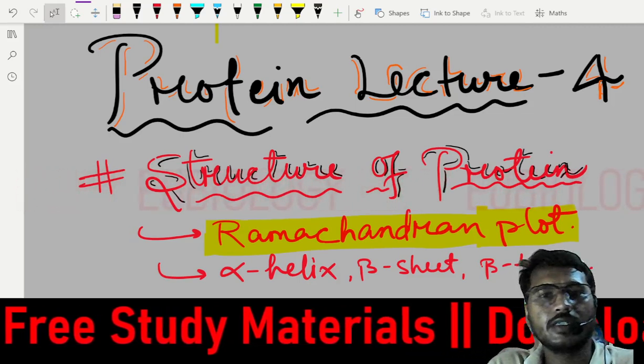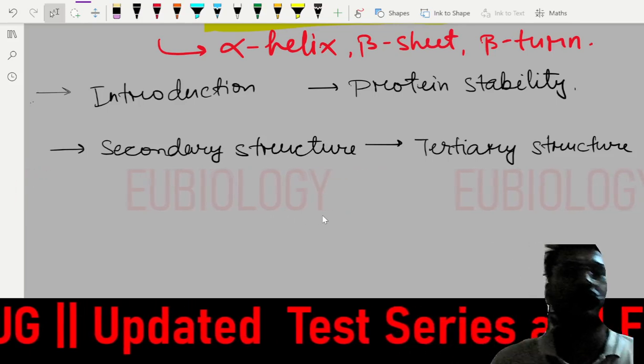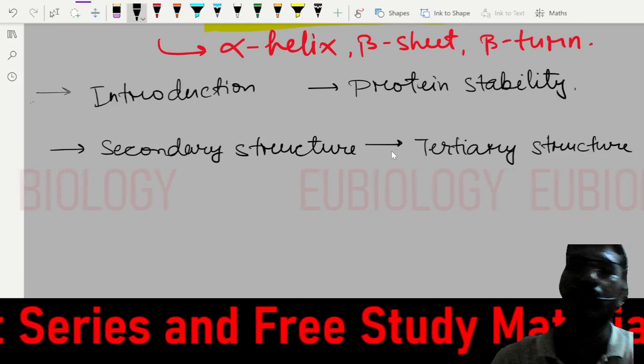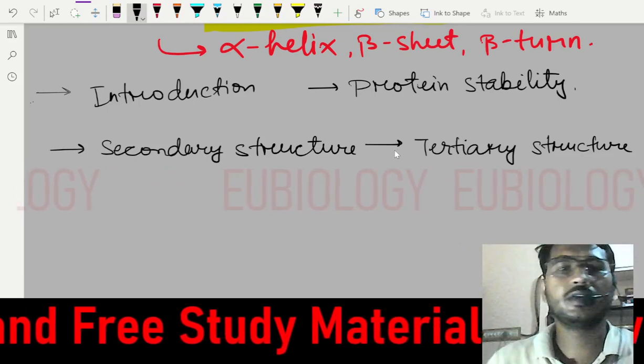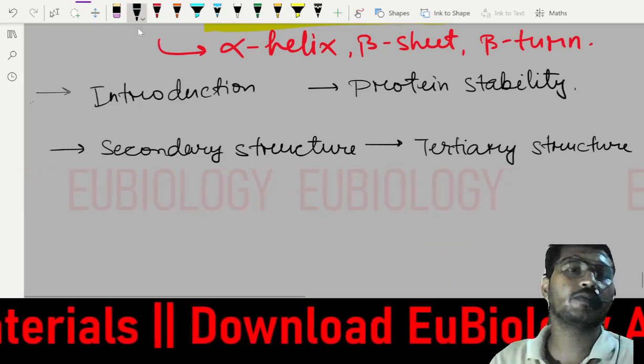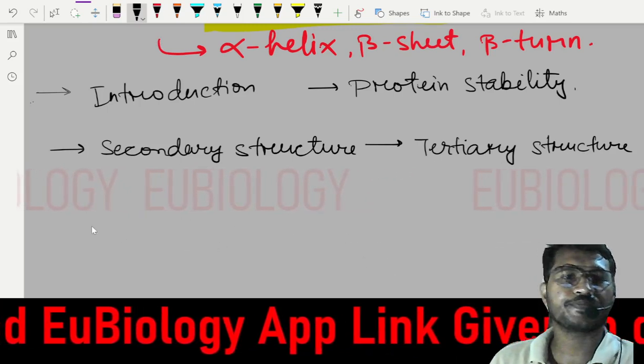So let's see what is there in your lecture today. These are the topics which we are going to cover in this lecture: introduction, protein stability, secondary structure, and the tertiary structures. So these are the important things. So let's see the introduction.